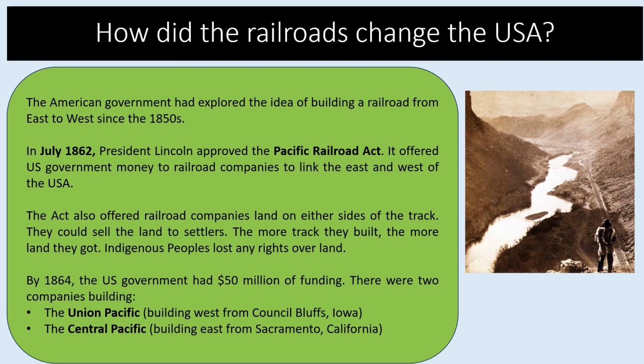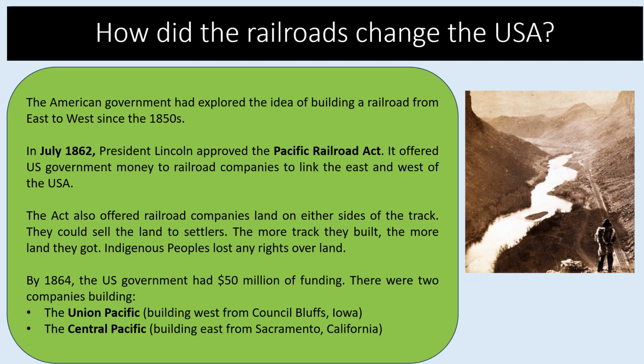Now, the act also offered the railroad companies land on either side of the track. It was 6,400 acres for every mile built. They could sell the land to settlers. So the more track that they built, the more land that they got, and indigenous peoples lost any rights over land. By 1864, the US government had $50 million of funding, and there were two companies who were building.